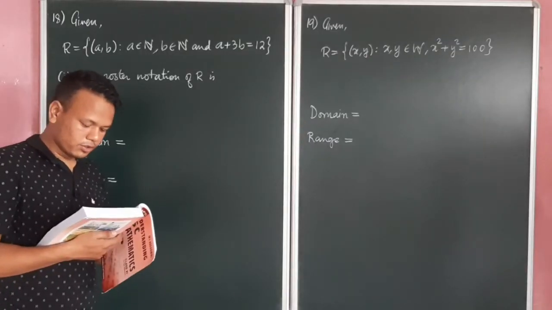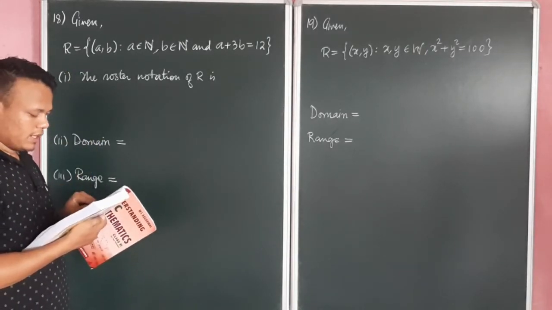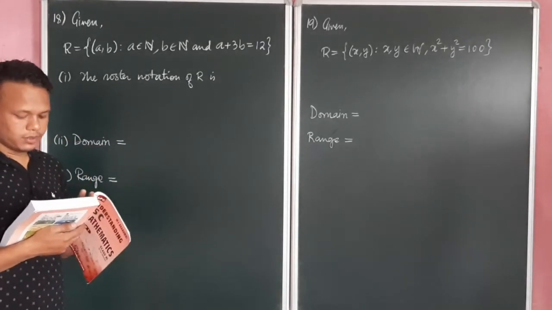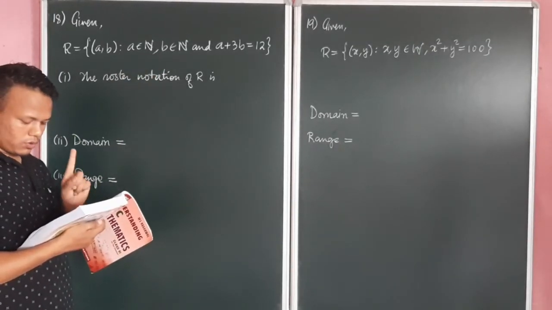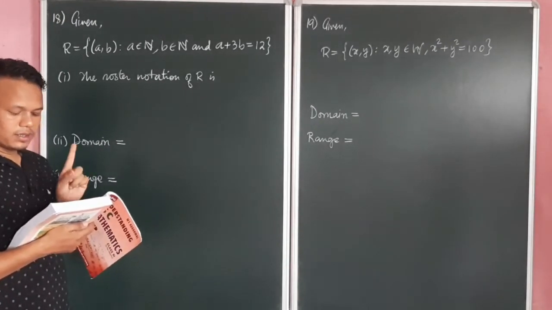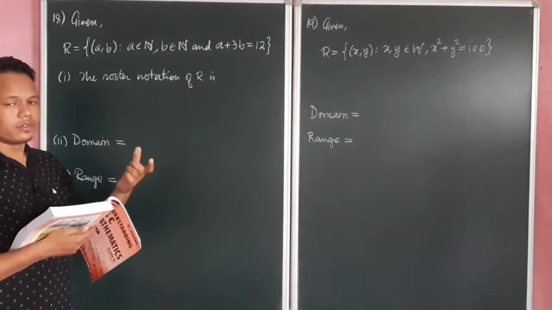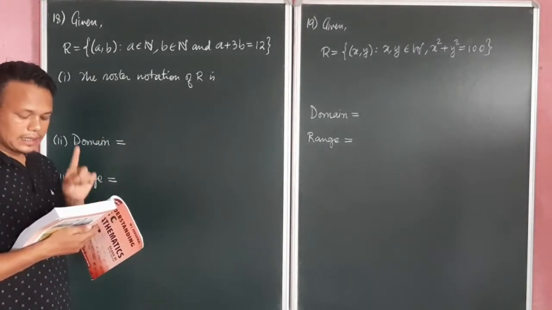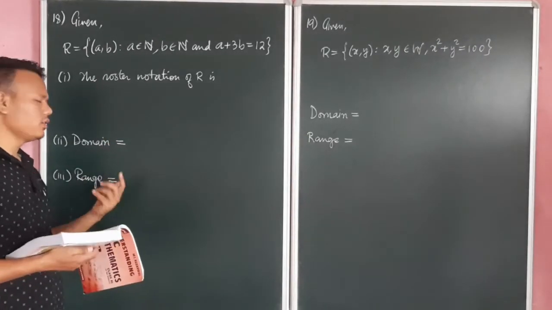Okay, let's take question number 18. Question 18 says, let R be the relation on N, where N is the set of natural numbers, defined by this one. The first part says list the elements of R. Listing means you have to write the given relation in roster form. That's what we are going to find in the first one. Second one is find the domain. After finding the roster form, domain is easy, and similarly you have to find the range.